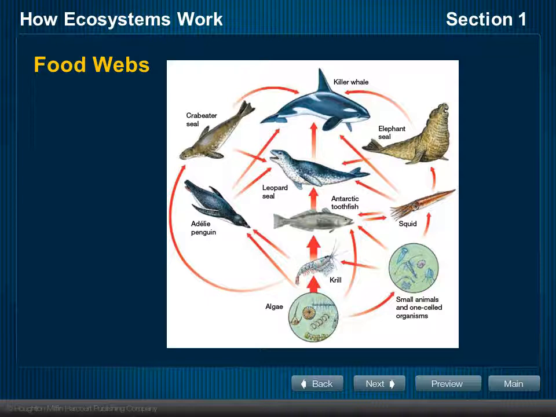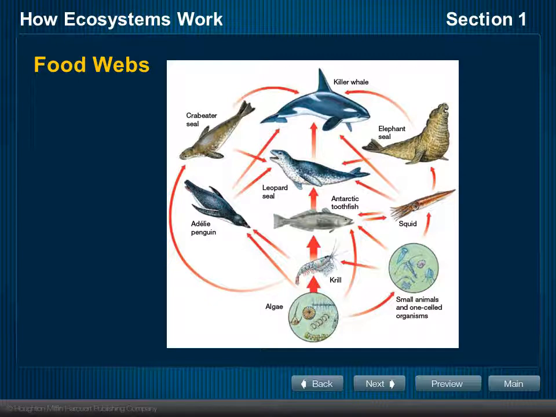The crab-eater seal will eat the krill, but the crab-eater seal will get eaten by the leopard seal, and it will be eaten by the killer whale. The squid will eat the Antarctic toothfish, but the Antarctic toothfish will eat the squid, and the squid will also eat the small animals and one-celled organisms, but the squid will also be eaten by the elephant seal, and the elephant seal will be eaten by the killer whale, but the killer whale will also eat the squid, and the leopard seal will also eat the squid, and so on and so forth.